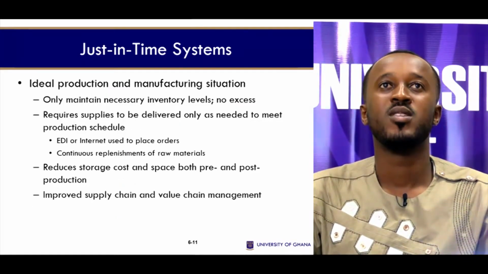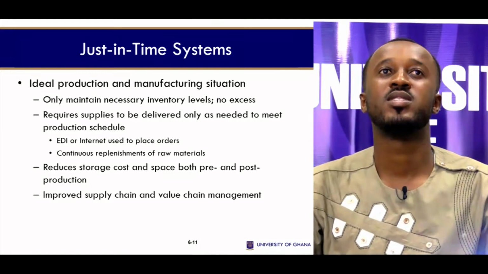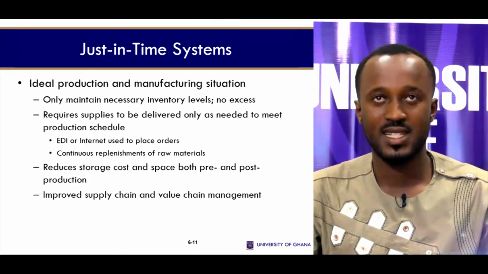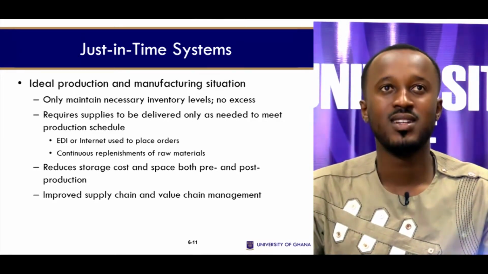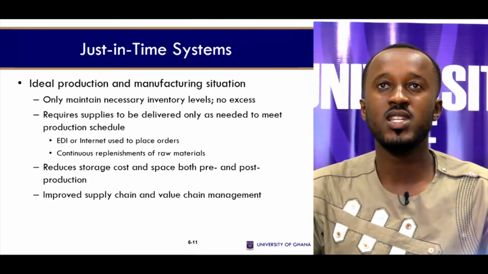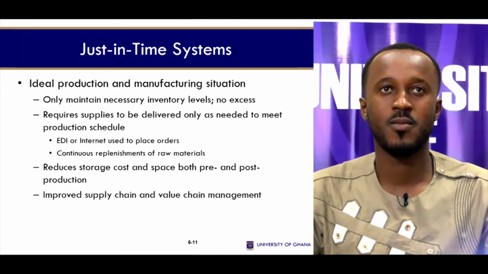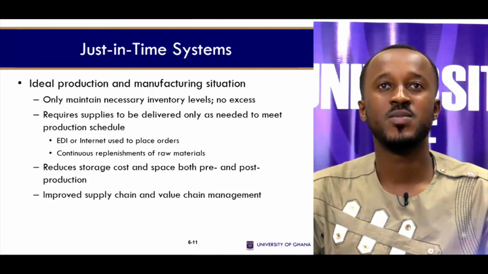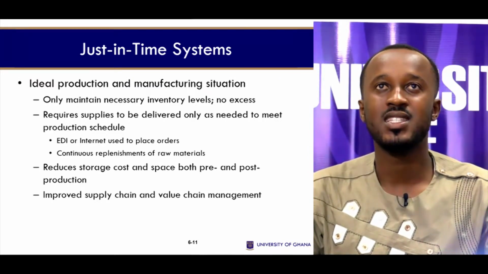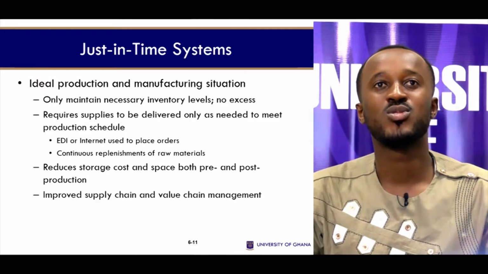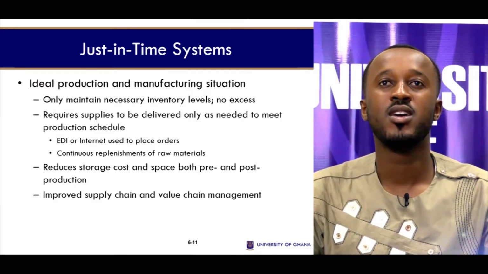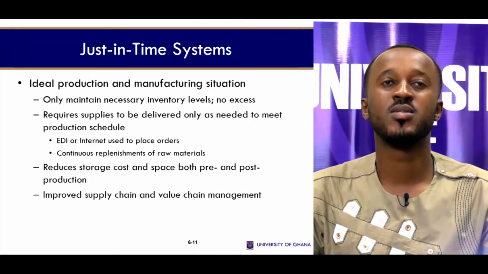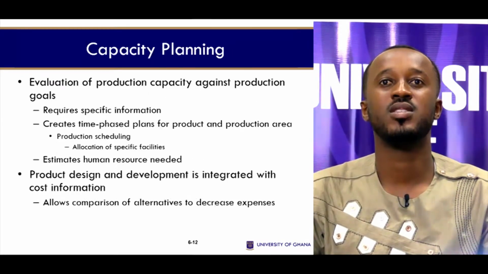Now we'll take a look at just-in-time systems. The ideal production and manufacturing situations which only maintain necessary inventory levels, no excesses. It requires supplies to be delivered only as needed to meet production schedule. So internet is used to place orders. Then continuous replenishment of raw materials is also done. In just-in-time systems, it reduces the storage costs and space both pre and post production. And it helps with improved supply chain and value chain management.